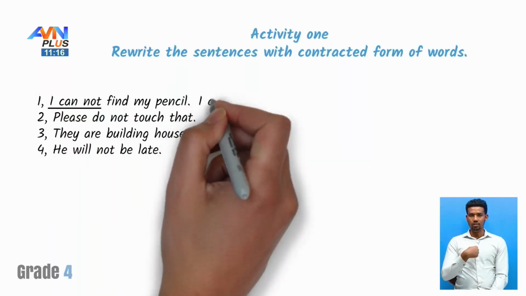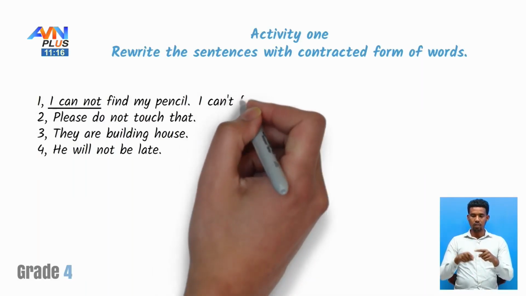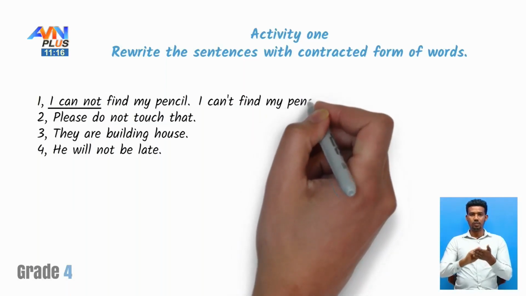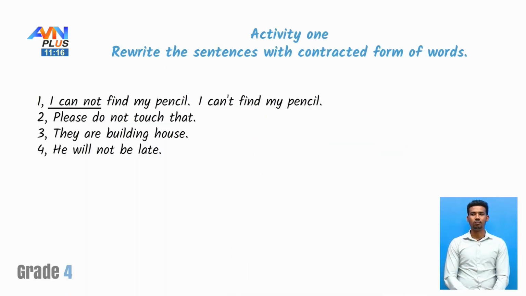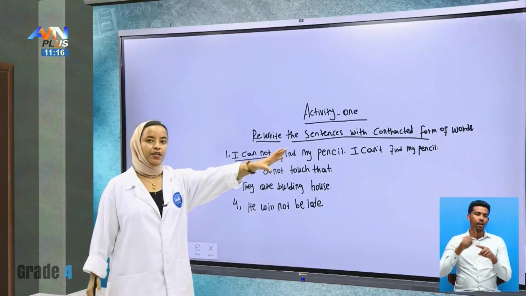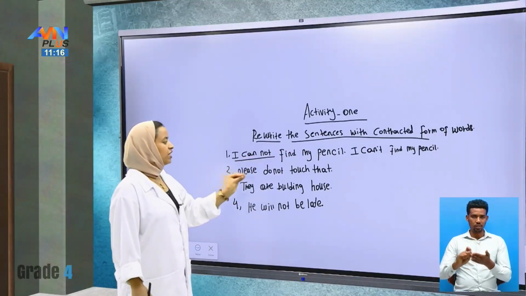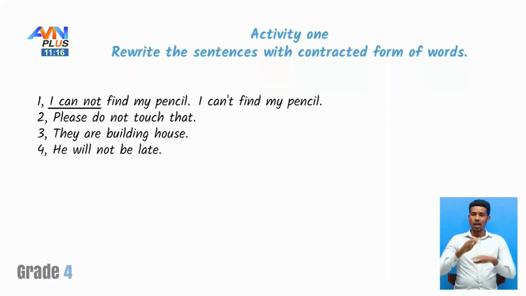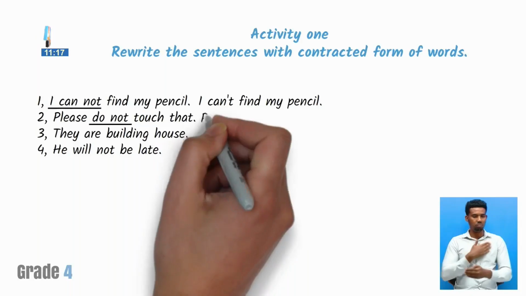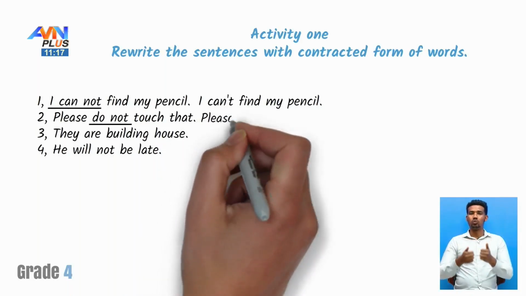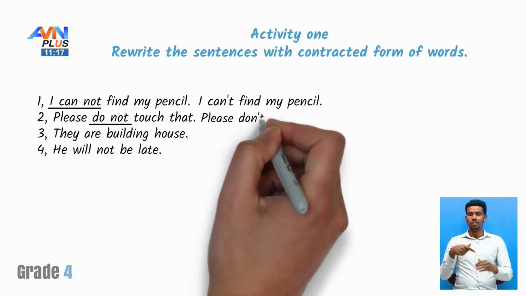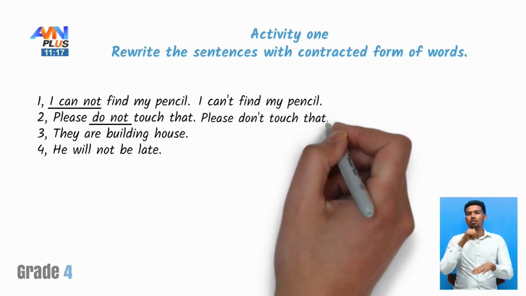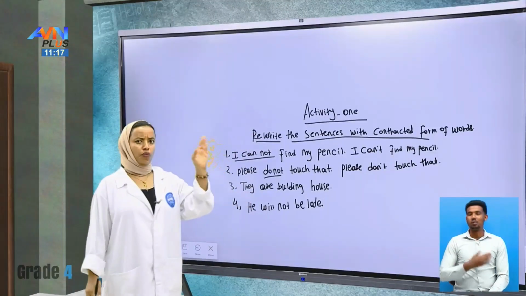I can't find my pencil. Look, students, I cannot find my pencil. Question number 2. Please do not touch that. Easily, please. We are going to contract do not. This is verb to do. Do not touch that. Here it is, students. Please don't touch that.